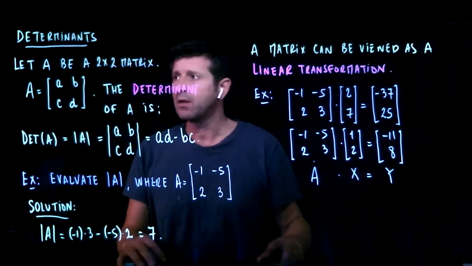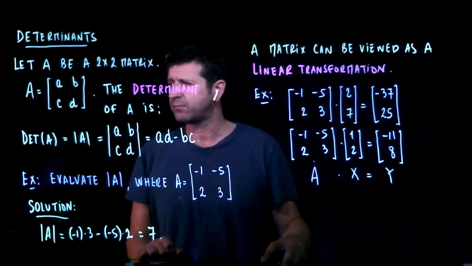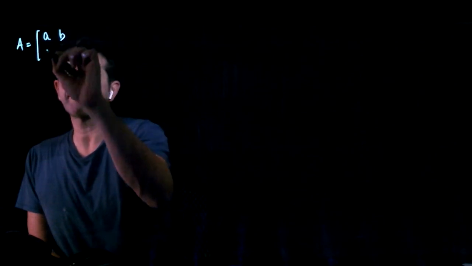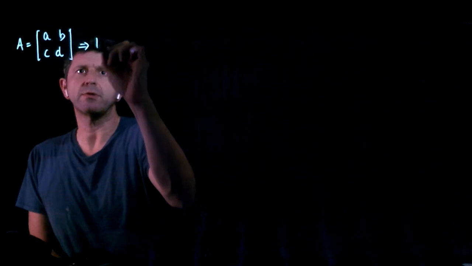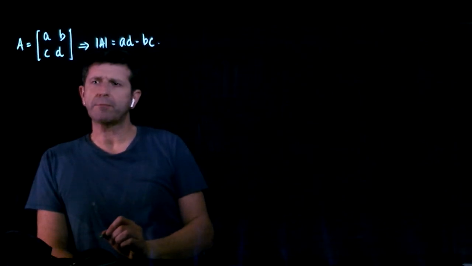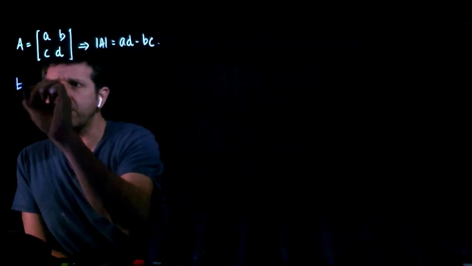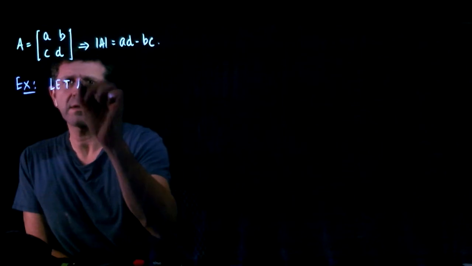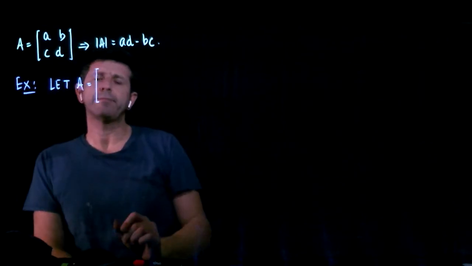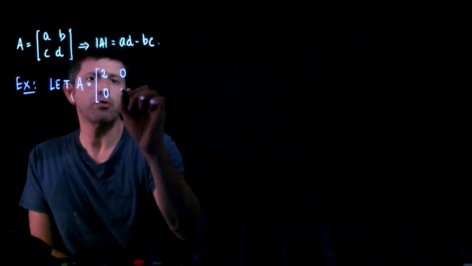Let's move on and check what this number represents with regard to this transformation. Just as a reminder, A equals the matrix A, B, C, D implies that the determinant of A is AD minus BC. Let me give you an example to understand what the determinant means. Let A equal the matrix 2, 0, 0, 3.